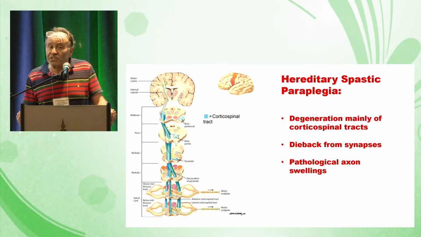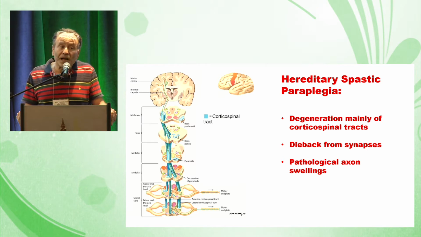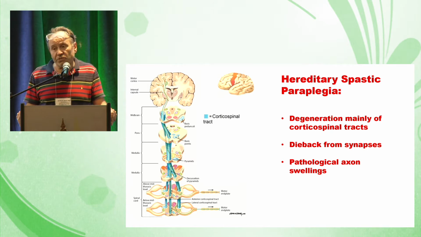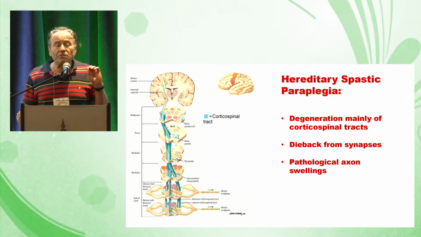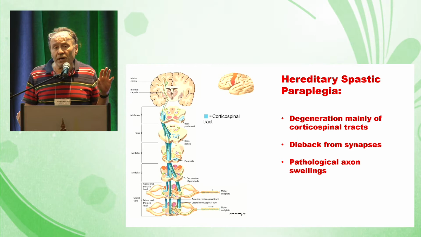But as I mentioned, some cases are what we call complex. And there are other tracts in the spinal cord, other parts of the brain, that may suffer from some degeneration. So principally, it's corticospinal tracts, but let's not get too preoccupied with corticospinal tracts because it could be other things as well.